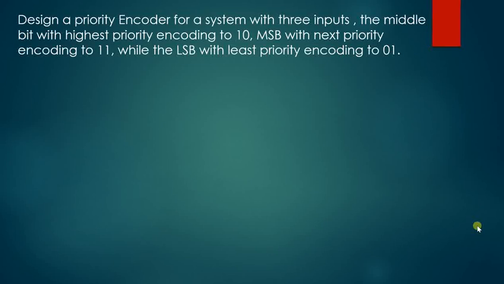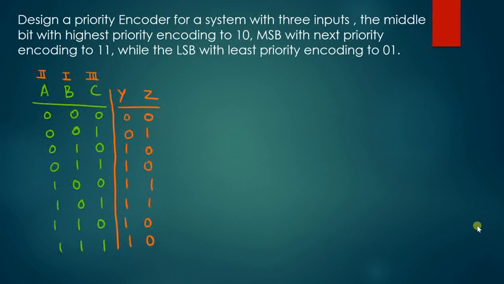So, from the question, it says priority encoder with 3 inputs. Okay. So, I am having 3 inputs A, B, C. I am considering the MSB bit to be A. Okay. B is the middle bit. C is the LSB bit. In the question it is mentioned priority encoder with 3 inputs. So you have 3 inputs A, B and C.